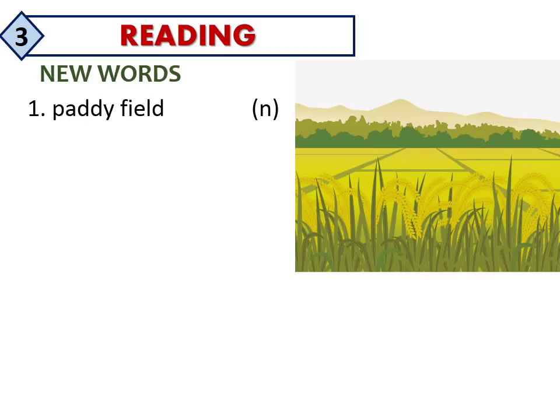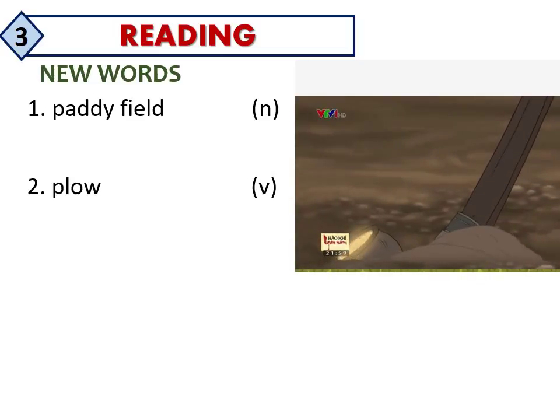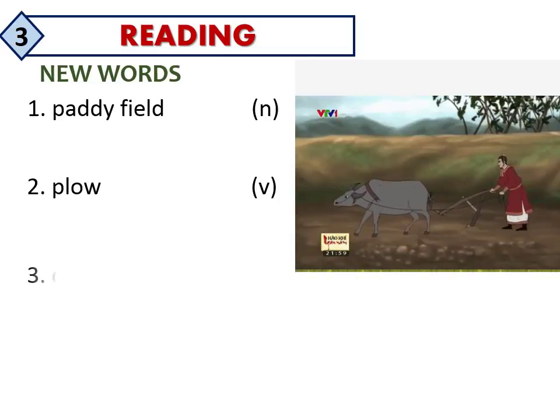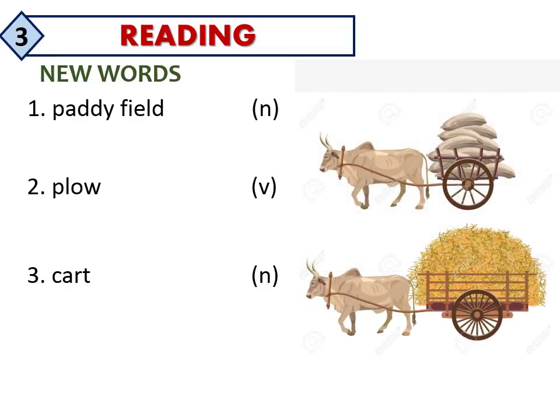This is a paddy field. Paddy field. Do you understand? Now repeat after me. Paddy field. The second one, plow. This is a verb. This is a buffalo, and the buffalo is plowing the paddy field. Now repeat after me. Plow. The last one, cart. This is a cart. From this word we have a phrase, pull a cart. Pull is the verb. The buffalo is pulling a cart. So repeat after me. Cart, cart, pull a cart, pull a cart.